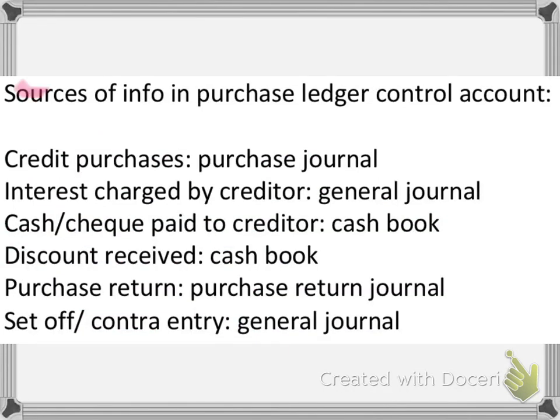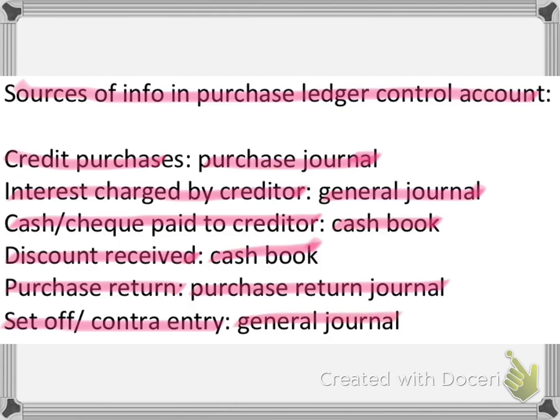The sources of information in a purchase ledger control account are: credit purchases in the purchase journal, interest charged by creditor in the general journal, cash or check paid to creditor in the cash book, discount received in the cash book, purchase return in the purchase return journal, and set off or contra entry under the general journal.